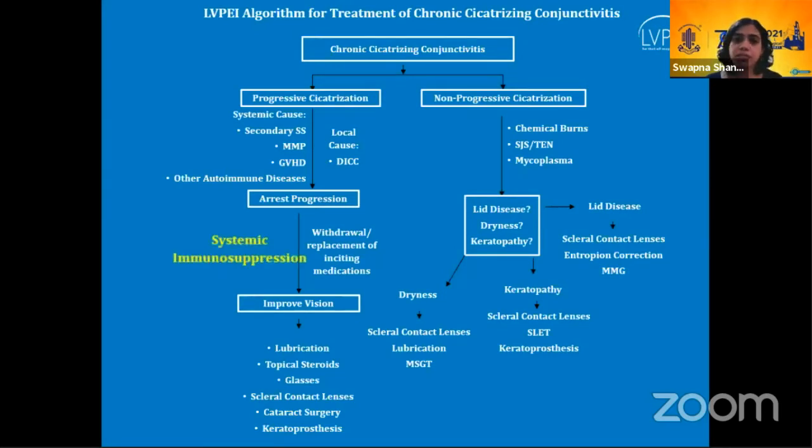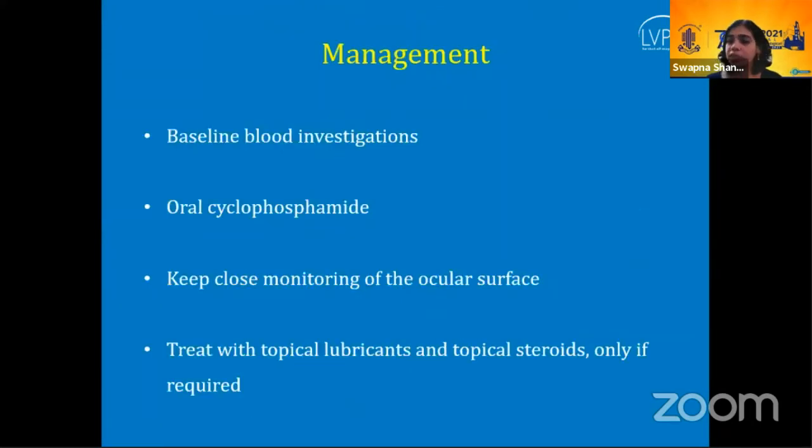Because this is progressive cicatrization, the main treatment here is systemic immunosuppression. So we did baseline investigations and started her on oral cyclophosphamide. It is very important to counsel these patients as to why you're doing this, because in early cases, they do not have that many symptoms, but you have to sit with the patient and actually tell them what is happening, what might happen in the future if you do not start oral immunosuppression, and the possibility of corneal blindness.